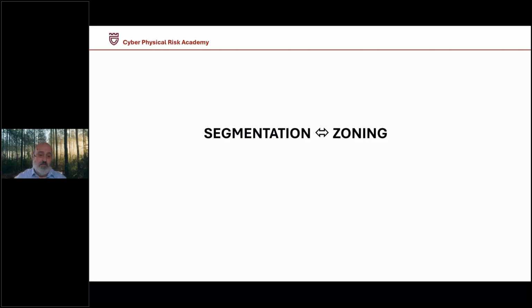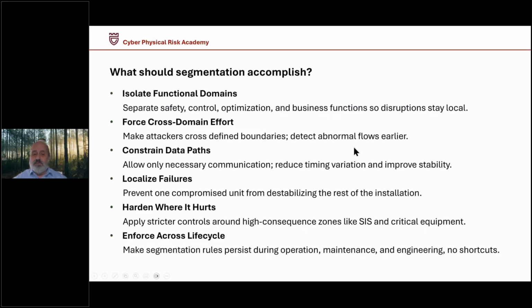And my example segmentation will focus on areas close to the process. So the process control and safety system, safety instrumented system will be the focus of this presentation. Let me continue. So what should segmentation accomplish?